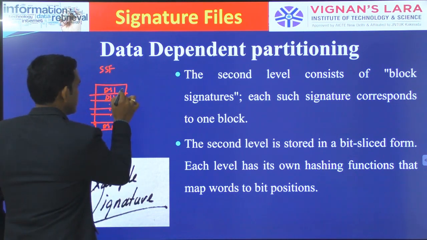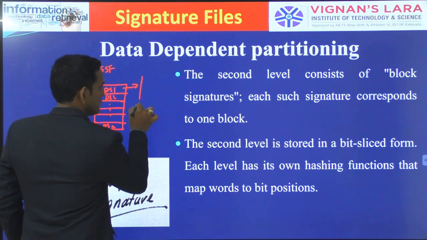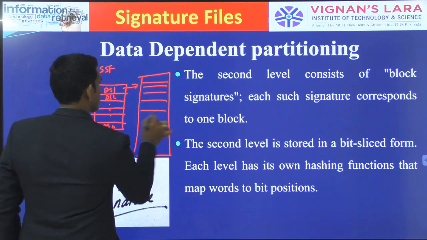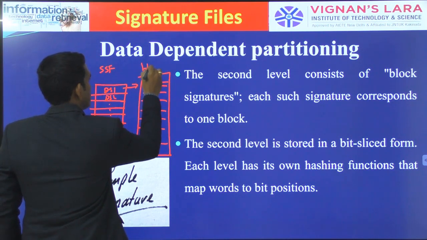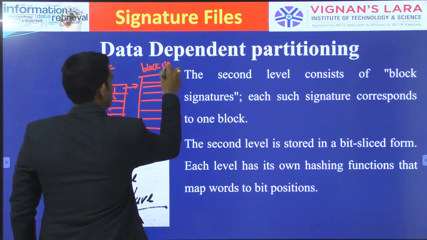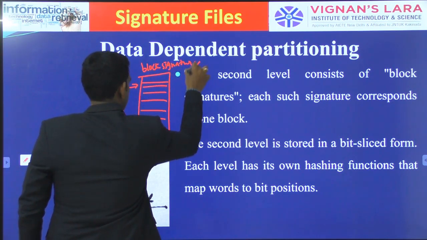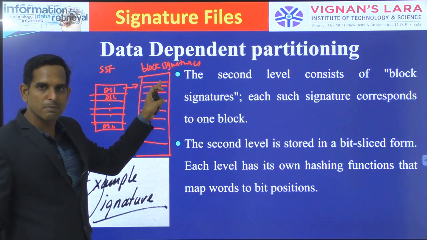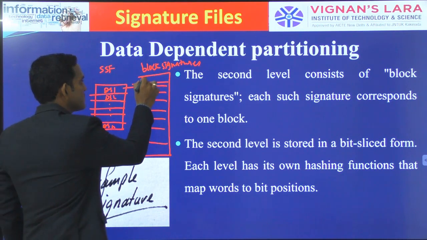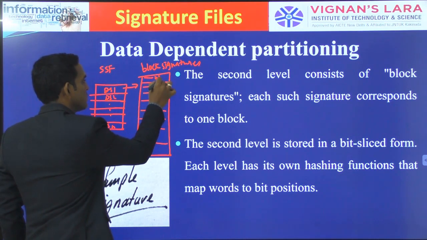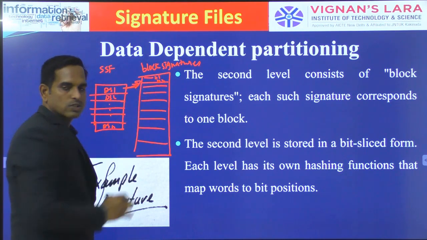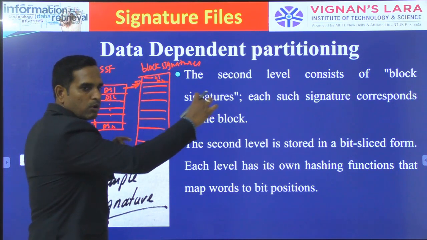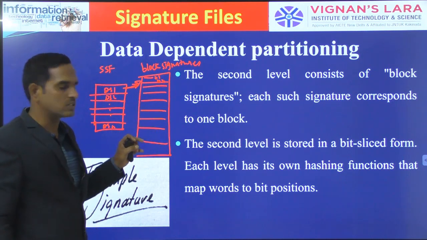Next, for each and every document, corresponding block signatures might be present. So all those block signatures will be present here. Block signature 1, block signature 2, corresponding to your document signature. So document signature and the block signature, document signature and the block signature.